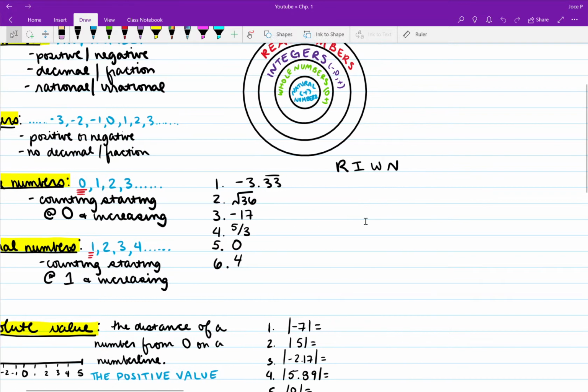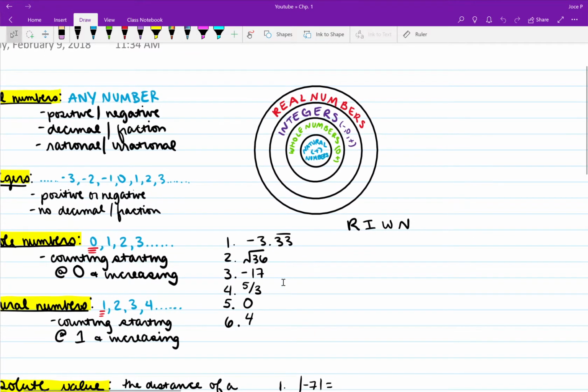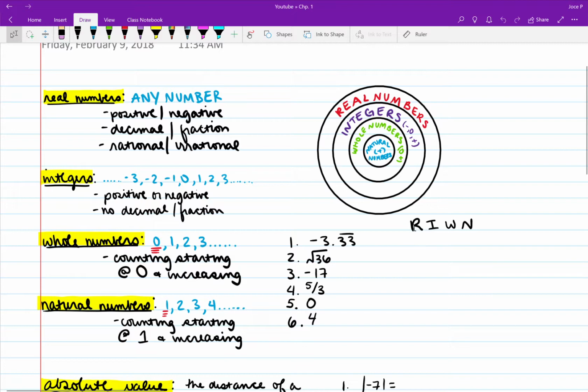So here I would like to just try something. We'll try and identify what these numbers are based on our definitions, and we'll identify them as R, I, W, or N: real, integer, whole, or natural. So first, -3.333 repeated. So is this a real number? Yes, it is. Is it an integer? Well, it has a decimal. Whole number still has a decimal.